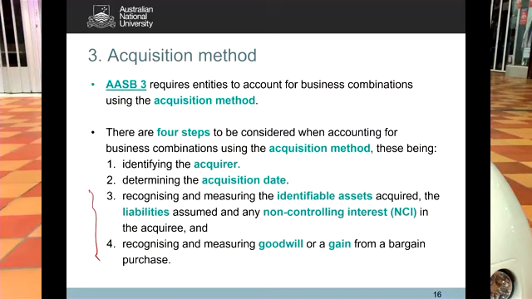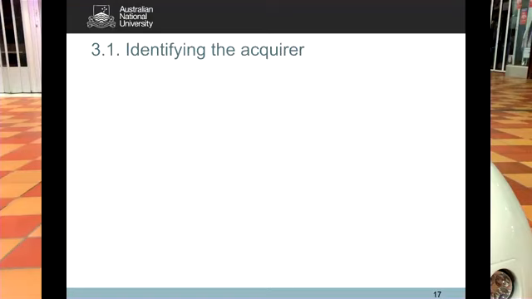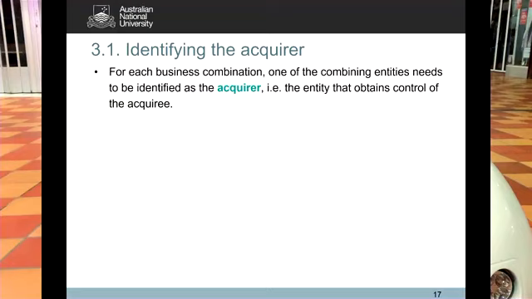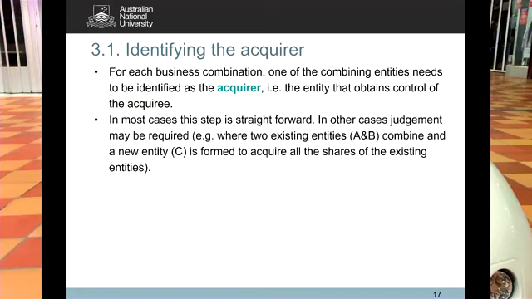Let's see the 4 steps of the acquisition method. So first of all, identifying the acquirer. Is that a problem? Is that a question? To be or not to be, is that a question? Yes, it could be a question. In most of the obvious scenarios, you would be able to identify the acquirer immediately, because the acquirer would be the party who obtains control of the acquiree. However, in some cases, it may not be so straightforward.